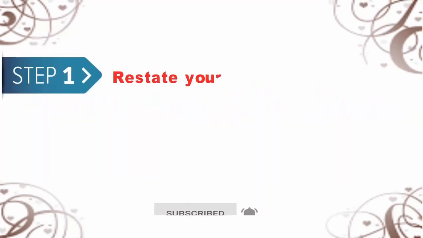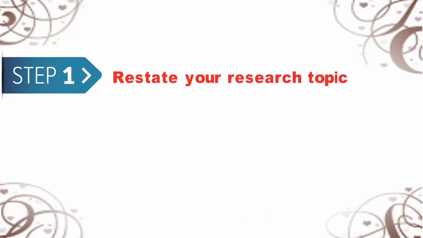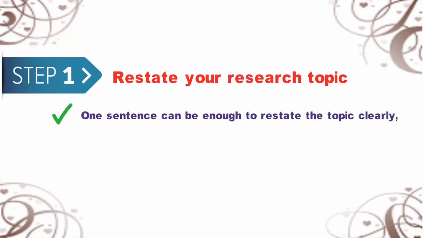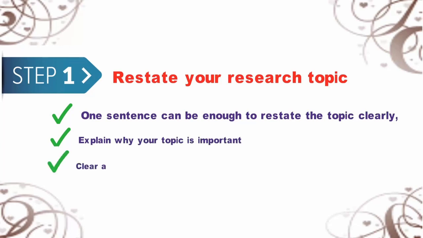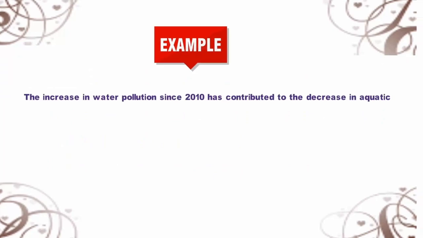Step 1. Restate your research topic. Your first step when writing your conclusion should be to restate your research topic. Typically, one sentence can be enough to restate the topic clearly, and you will want to explain why your topic is important. This part of your conclusion should be clear and concise and state only the most important information. For example, the increase in water pollution since 2010 has contributed to the decrease in aquatic wildlife as well as the increase in unsafe drinking water.